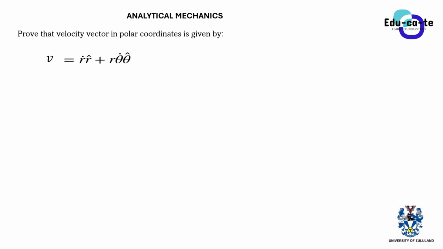Let us prove that velocity in polar coordinates is given by the velocity vector equals r dot r cap plus r theta dot theta cap. So remember that velocity is a derivative of position with respect to time. We are just trying to see the rate of change of position with respect to time.